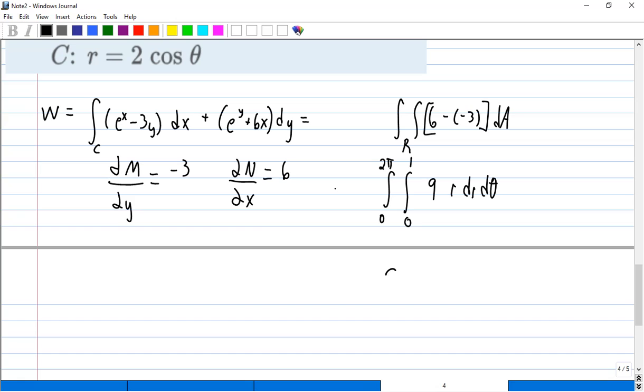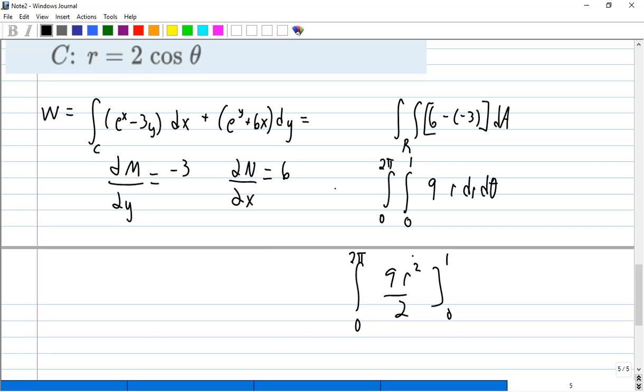So if I integrate, that's 9r squared over 2. And then you evaluate that from 0 to 1. So that's going to be 9 halves. So you have 9 halves theta evaluated from 0 to 2 pi. Gives you what? 9 pi. So that's the amount of work that's done. It'd be 18 pi over 2, or 9 pi.